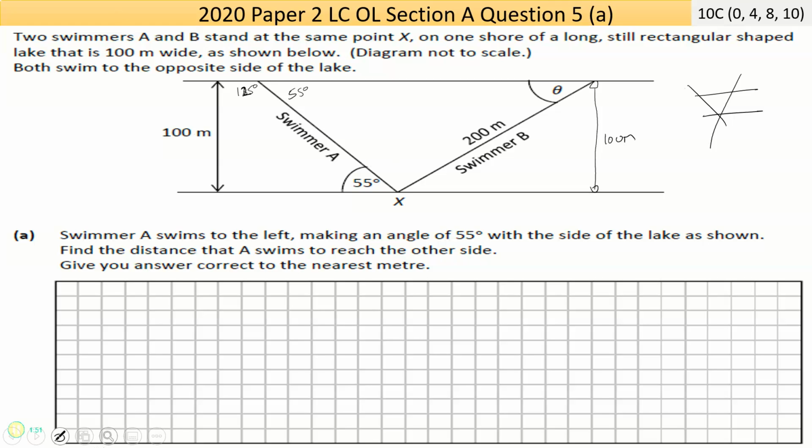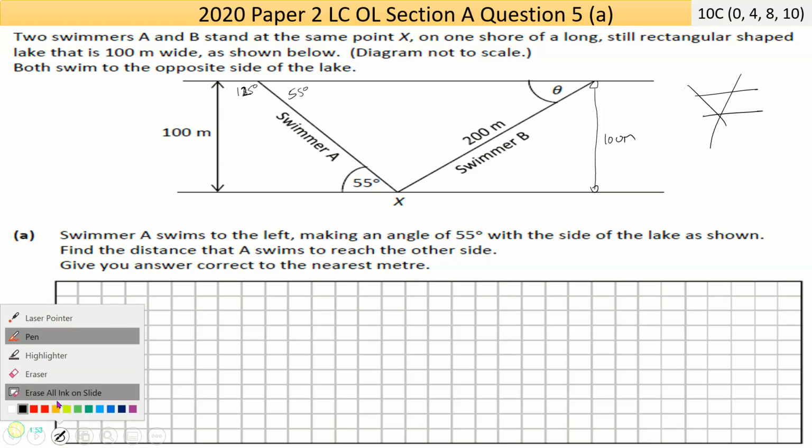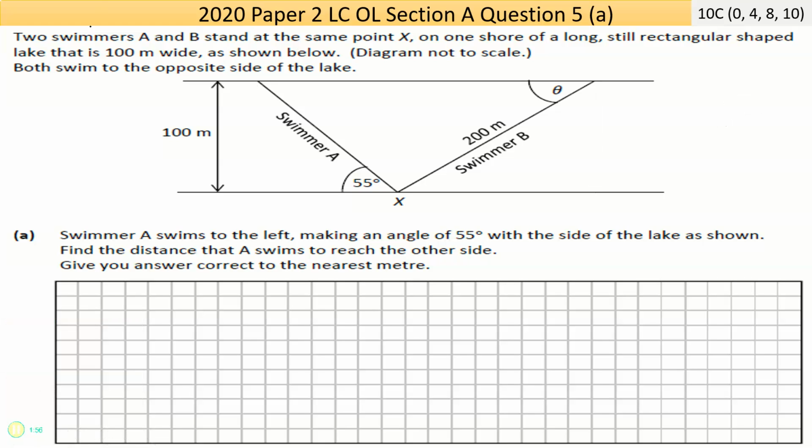But we're told that, so no point rewriting it. So just read it, and I'm going to clear off the clutter there, just to make things cleaner. So two swimmers, A and B, stand at the same point X on one shore of a long, still rectangular shaped lake that is 100 meters wide, as shown below. And they say the diagram's not to scale. Both swim to the opposite side of the lake. So they're both standing here. Swimmer A goes this direction, swimmer B goes this direction.